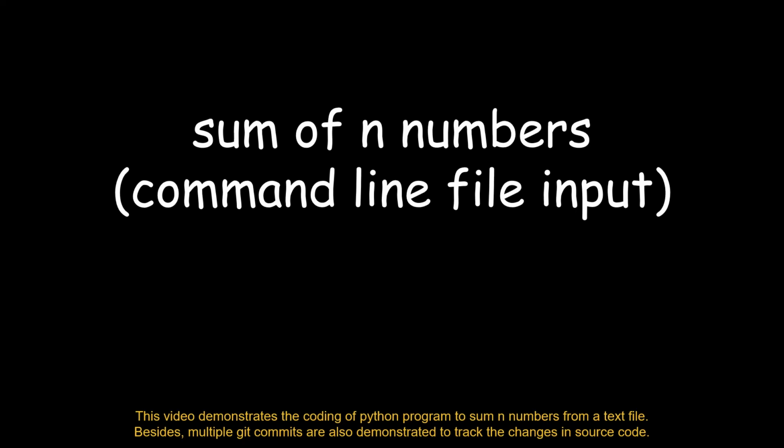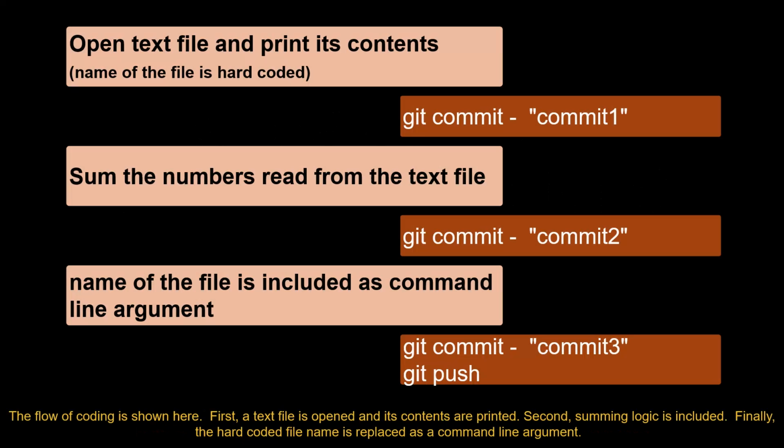This video demonstrates the coding of a Python program to sum n numbers from a text file. Besides, multiple Git commits are also demonstrated to track the changes in source code. The flow of coding is shown here.